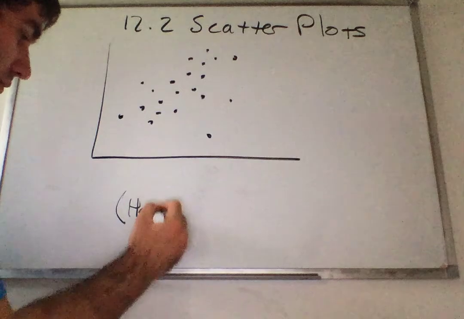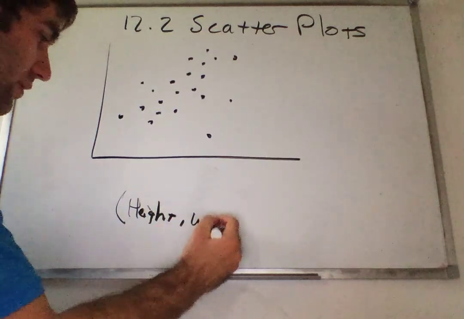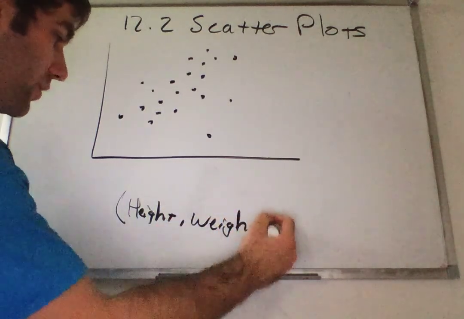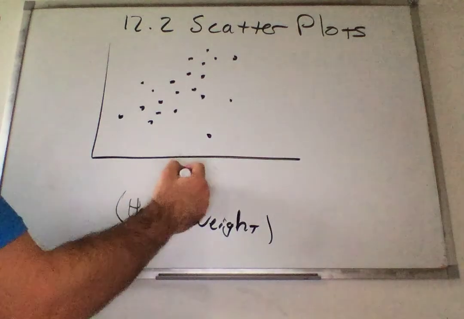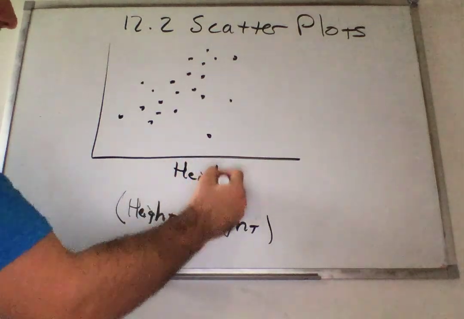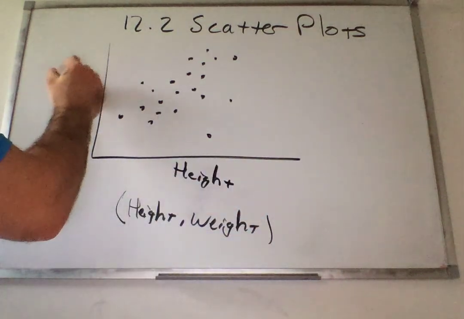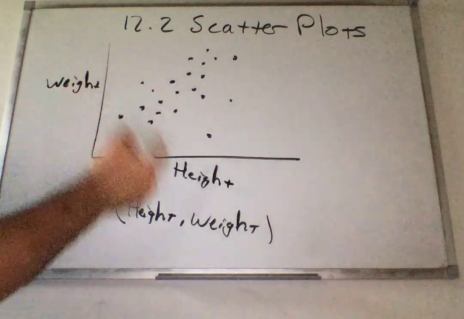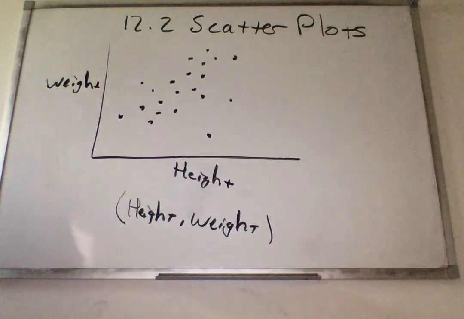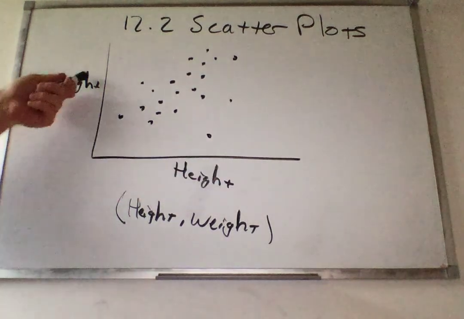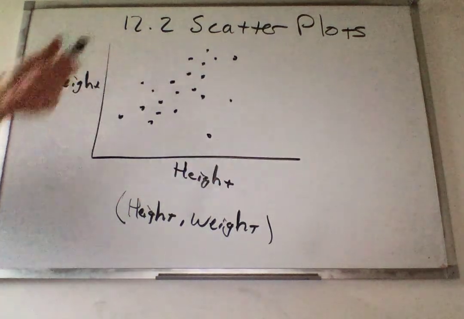So let's go back to our height and weight example. Down here could be the height. Over here could be the weight. You could switch them, doesn't matter. So the taller you are, usually the heavier you are, okay?